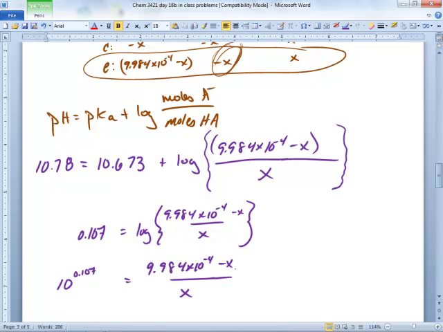Well, since that's minus x, wouldn't you minus the 9.984 times that? So then you get the x by itself on that side, and then you divide. There you lost me.